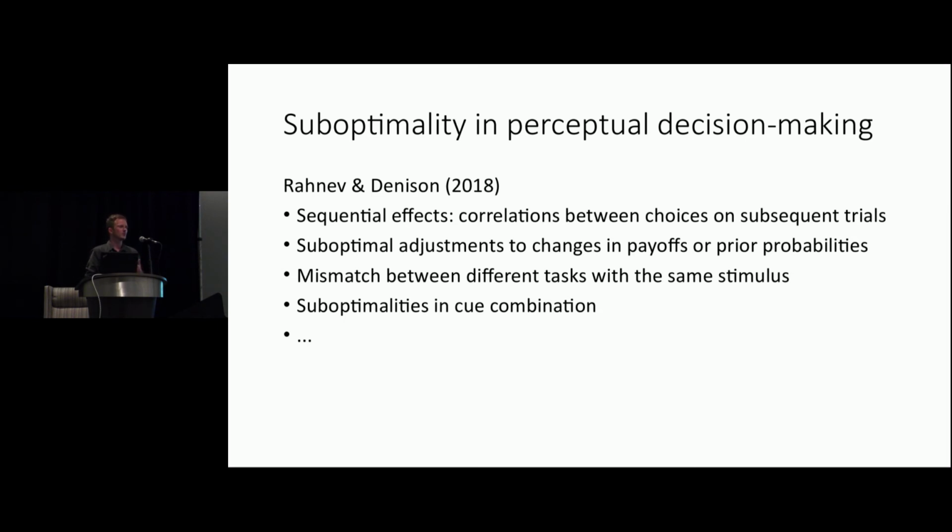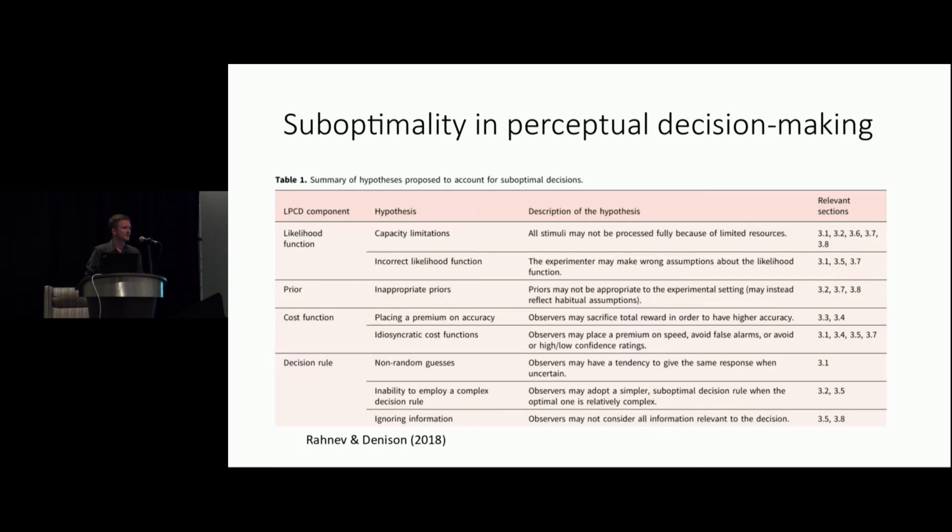So what do we usually do as Bayesian modelers if we observe these deviations from the normative theory? And I kind of like this table in this paper where they say, well, if our predictions don't quite align with the theory, we kind of tweak the likelihood function a little bit. So we assume that the agent has some wrong assumptions about the generative model, or there are some capacity limitations in the likelihood function, or we assume that the agent had a different prior than we put into the experiment, or that they had some subjective cost function.